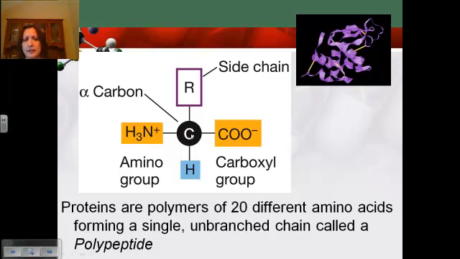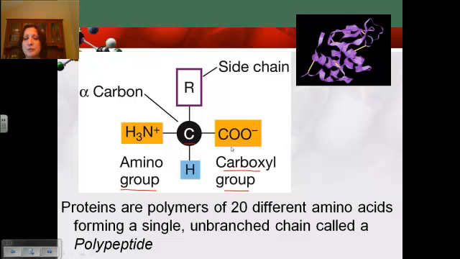And all of them have a central carbon molecule. And if I get my little pen going here. So they all have a central carbon molecule. And of course, carbon likes to bond to four things. So on one side, we're going to find the amine group, and that's where they get their name, an amino group. And on the other side, they have the carboxyl group. And remember, that's an acidic group, so that's where we get the acid part of the name. So an amino acid because of these two groups.